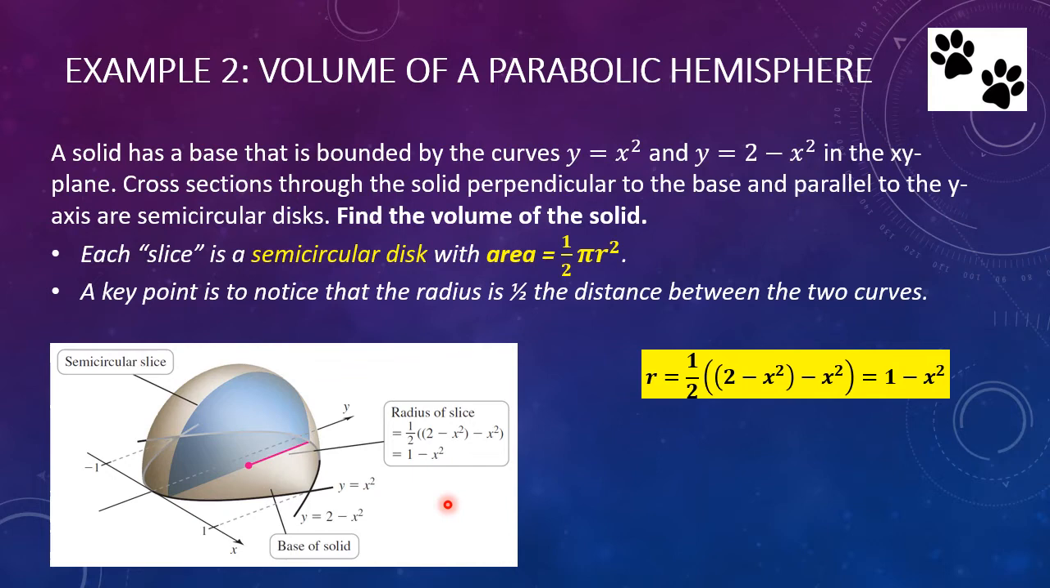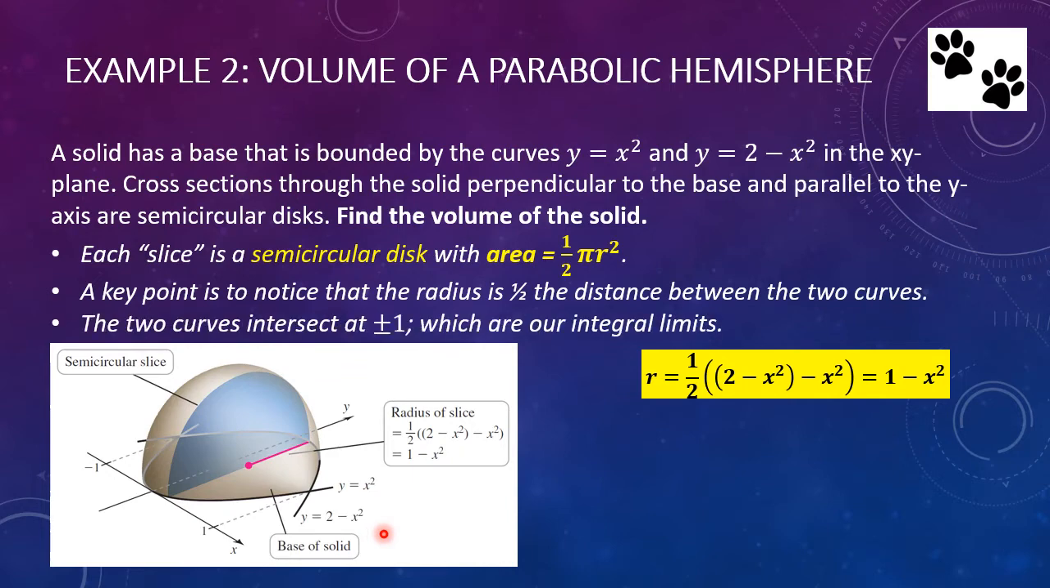Okay? The other thing we need are the limits. So we have to find where those two curves intersect. Again, we can see it in this, but you could set these two curves equal to each other and solve for x. You could set x squared equals 2 minus x squared and then solve, and you'd get x equals positive or negative square root of 1. So we get that the two curves intersect at plus or minus 1, and these are our integral limits.